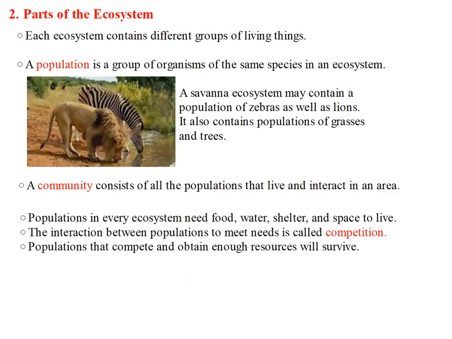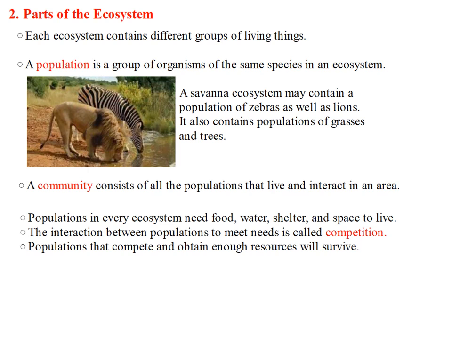Now, let us discover what are parts of the ecosystem. Each ecosystem contains different groups of living things. A population is a group of organisms of the same species in an ecosystem. For example, if we look at the picture, we can see a savanna ecosystem. A savanna ecosystem may contain a population of zebras as well as lions. It also contains populations of grasses and trees.